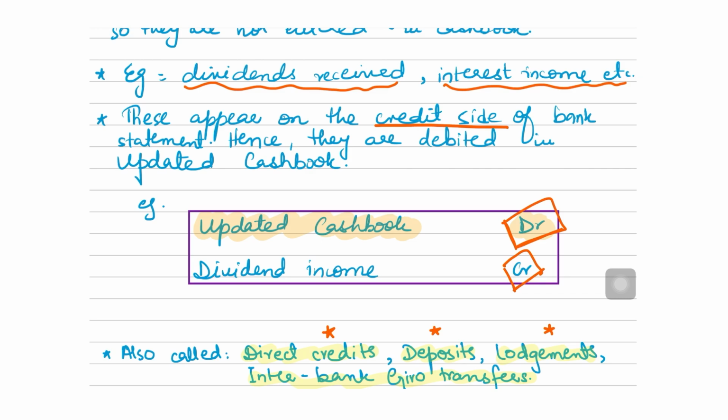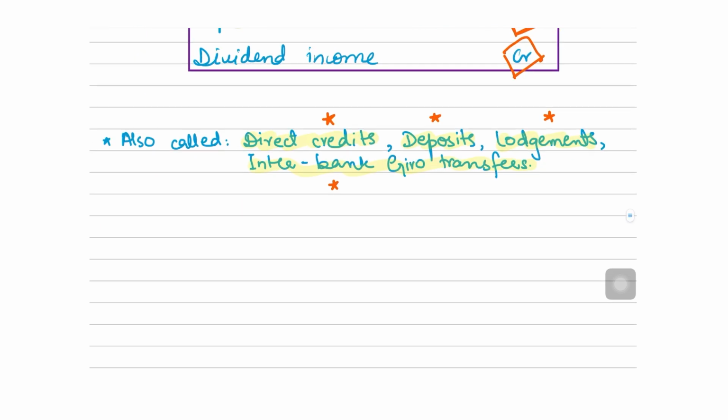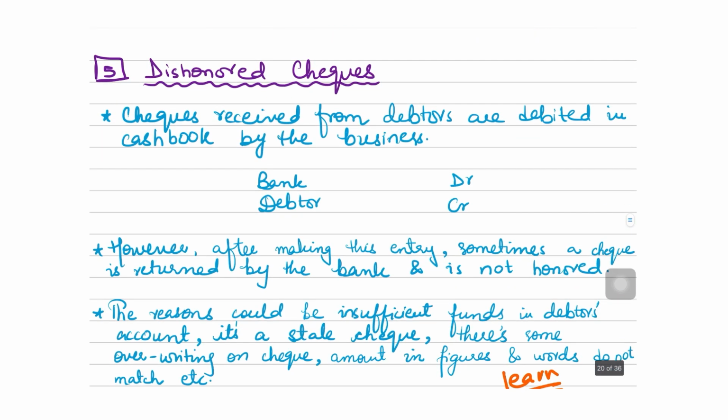And how will we find this type of entry in the bank statement? Now this will appear on the credit side of my bank statement. That is why it will be adjusted on the debit side of my updated cash book. So this is the only adjustment on the debit side of my updated cash book, and the remaining are all on the credit side. The second last is dishonored checks.